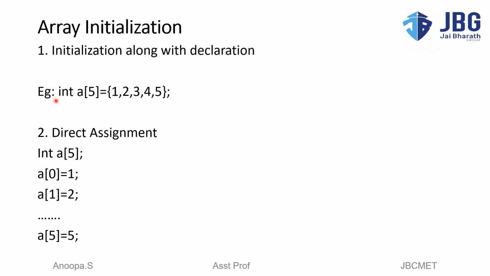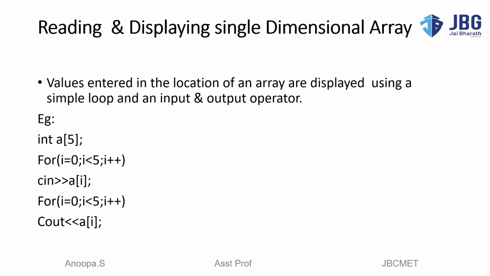This is initialization along with declaration. Or we can give a direct assignment, like first I am declaring the array int a of 5, then I am assigning values to each element, a of 0 equal to 1, a of 1 equal to 2. So these two possibilities are there for initializing the array.